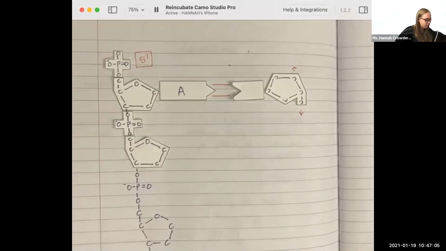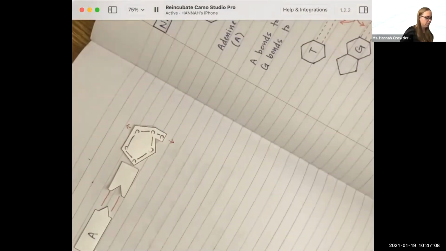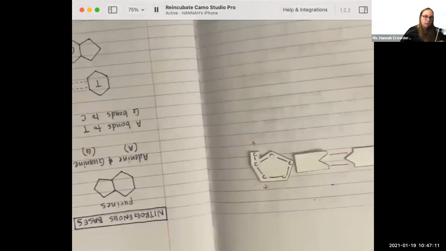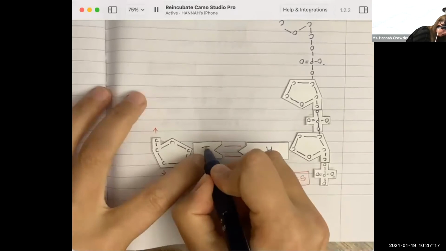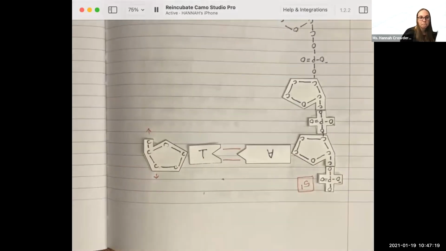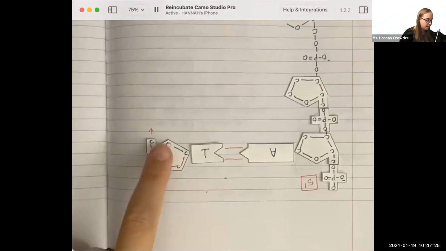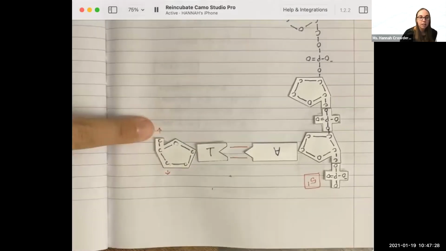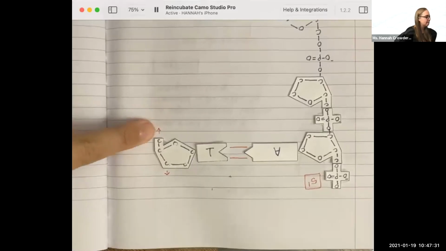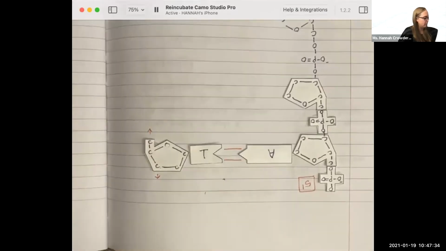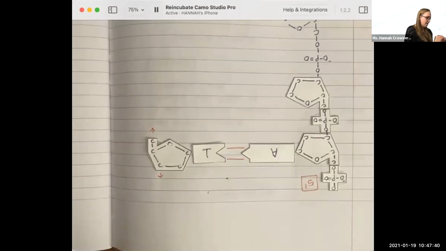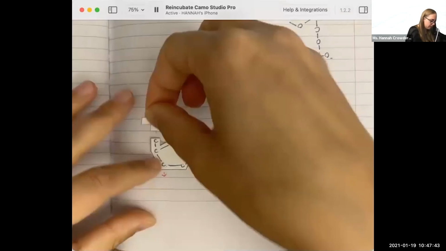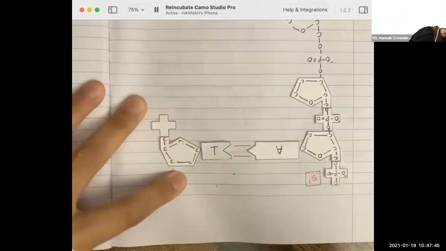Now I'm going to flip this over because it's easier to write if I flip it over. And this is going to be my T. Now a nucleotide has a sugar, a base, and what am I missing right here? Phosphate. A phosphate. So I'm going to go ahead and add a phosphate. And then this nucleotide is going to be complete.